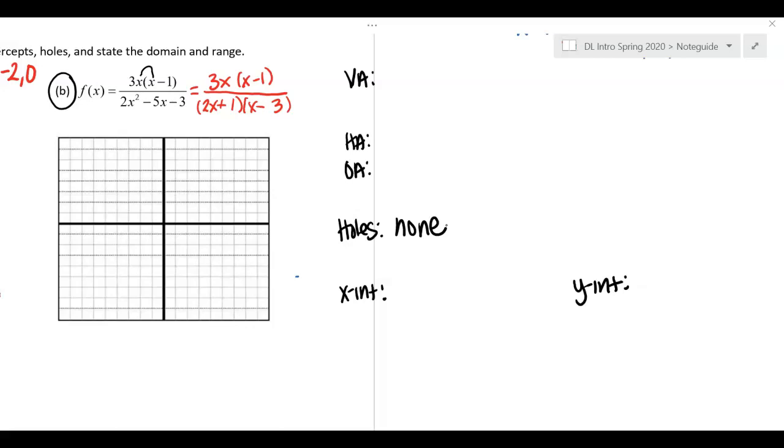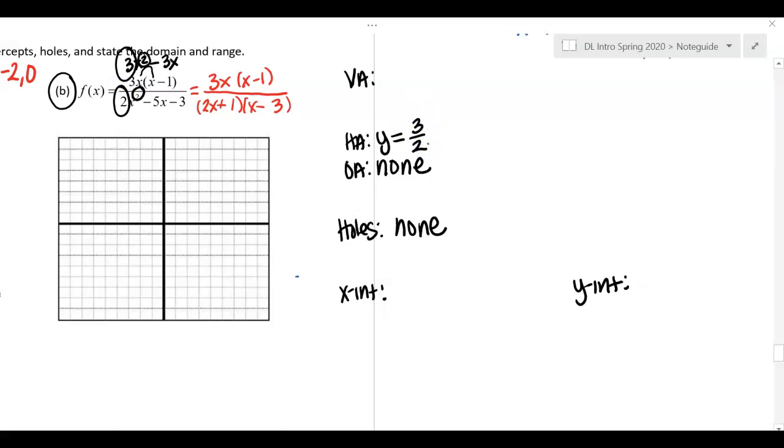So when I look at our problem, they have the same degree. If this was multiplied out up here, it'd be 3x squared minus 3x. The numerator and denominator have the same degree, which means there is a horizontal asymptote. And it will be at y equals a number, and that number is determined by these lead coefficients. So in this case, it would be 3 over 2.